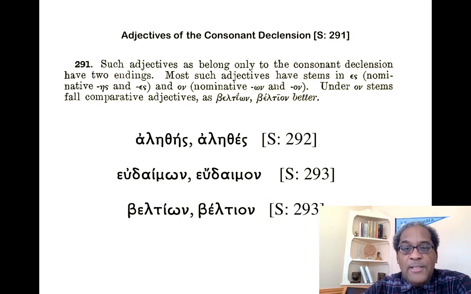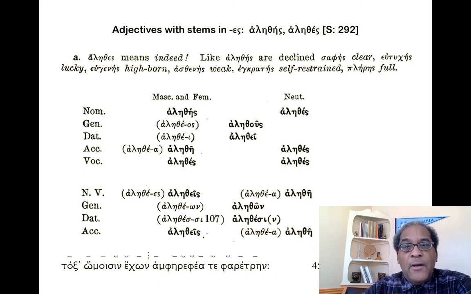And so we see here we're going to deal with ἀληθής, ἀληθές, which means true, εὐδαίμων, εὔδαιμον, which means happy or blessed, and βελτίων, βέλτιον, which means better. So looking at the first, ἀληθής, because this stem is actually in epsilon sigma, we have the sigma disappearing between the epsilon of the stem and the vowel of the ending.